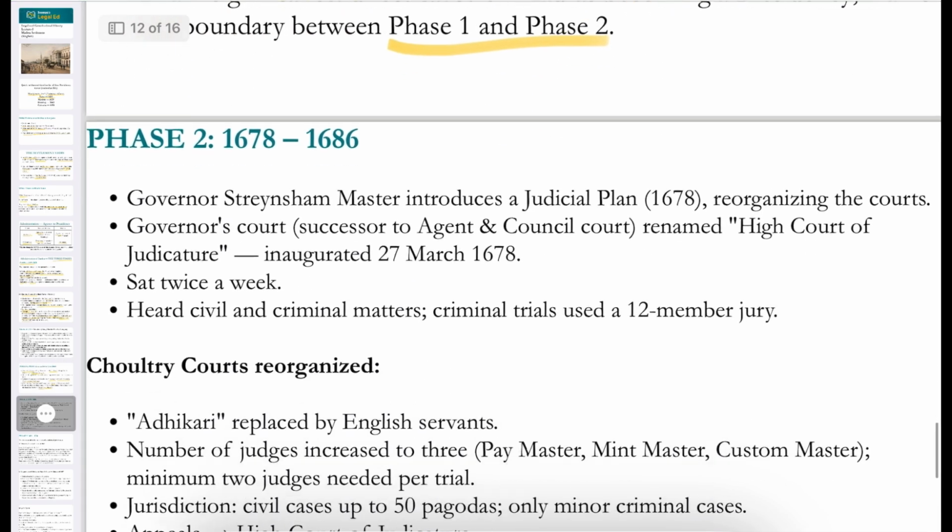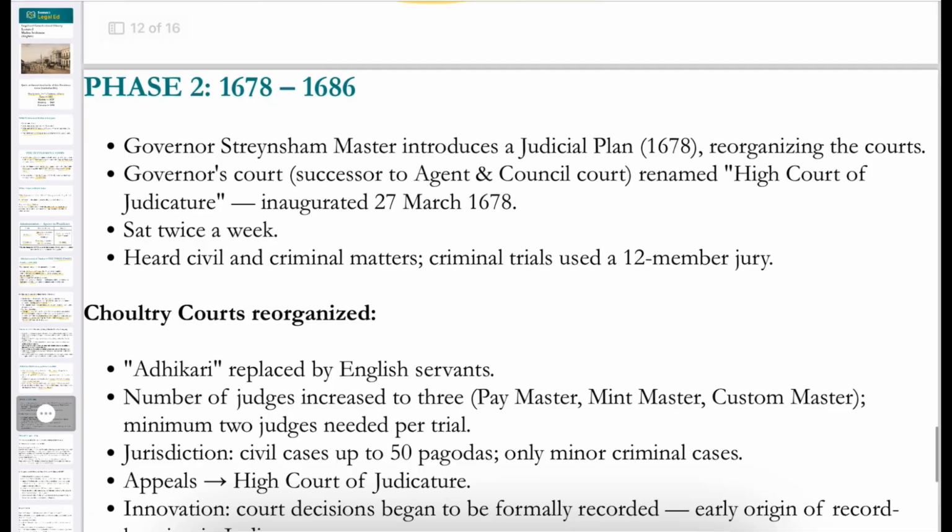Now coming to phase 2, year 1678 to 1686. In 1678, Governor Stransham Master reorganized the entire judicial setup of Madras through a judicial plan. The old Court of Agent and Council was renamed the High Court of Judicature.